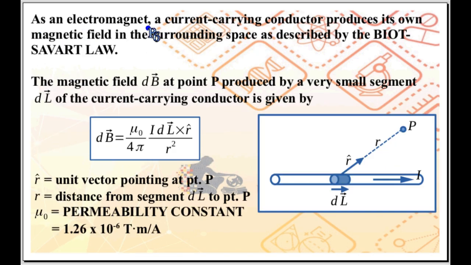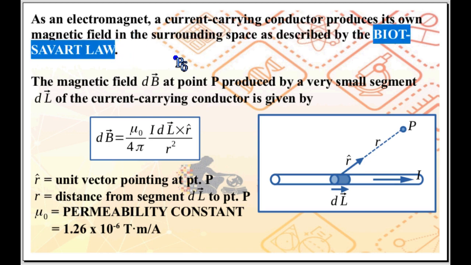As an electromagnet, as a magnet basically, a current carrying conductor will produce its own magnetic field in the surrounding space. This magnetic field is described by the Biot-Savart law. Suppose we have a current carrying conductor or wire. Current I is flowing through the wire. Let's take a look at a very small segment dl. dl is a vector quantity, same direction as the current I.